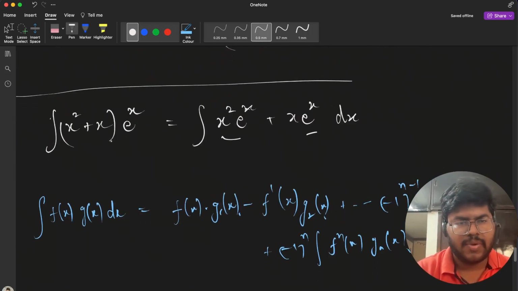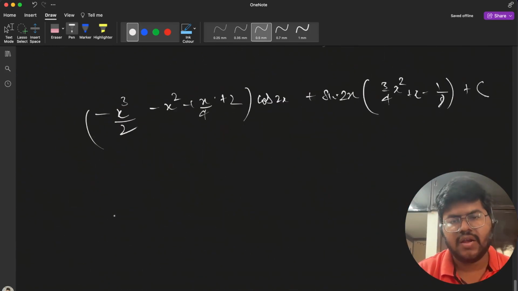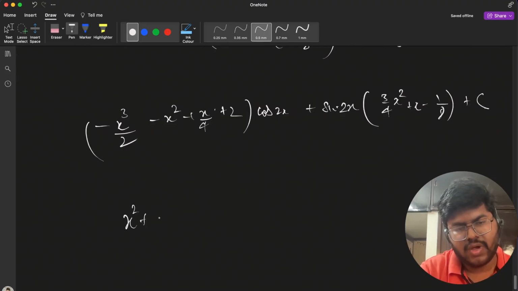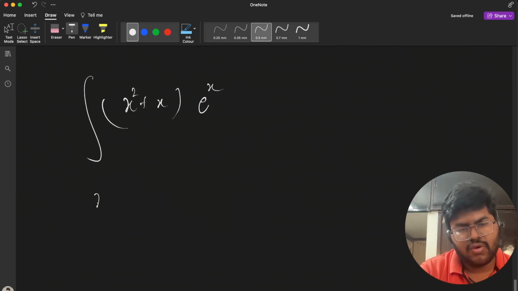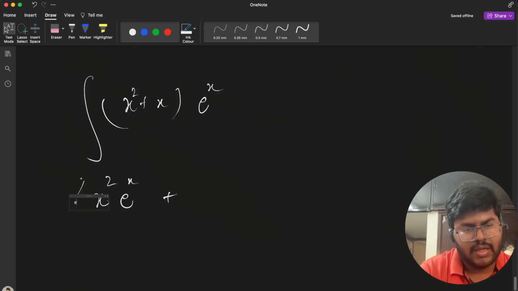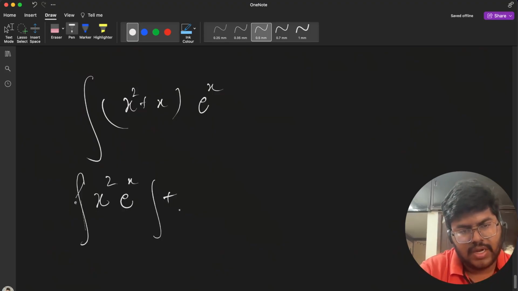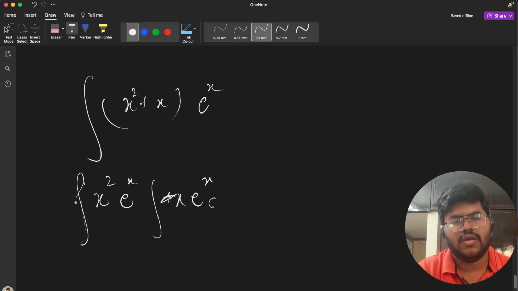So (x square plus x) e raised to x, right? Now (x square plus x) into e raised to x. So I will be solving it by the normal method. Then your homework is to apply the method of multiple integration by parts. So integration of x square e raised to x plus integration of x e raised to x dx, right?